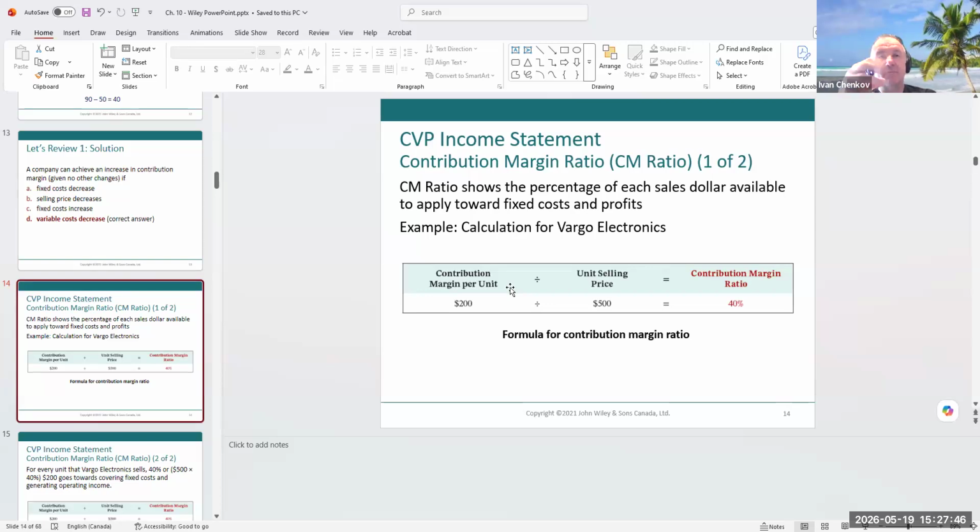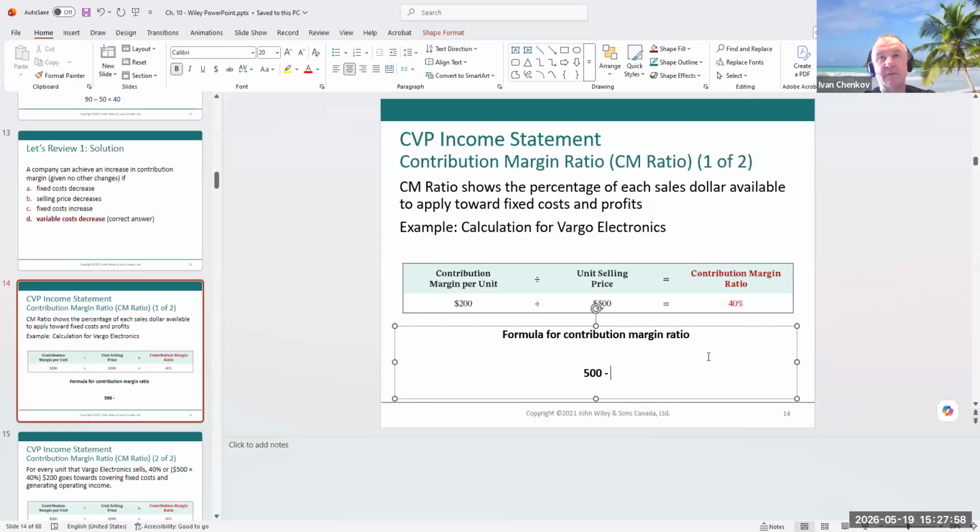So if we get the contribution margin, which in our case is, since the sales price was, if you still remember, my sales price was $500, my variable cost is $300, so my contribution margin is 200. So as a percentage, it's going to be 200 divided by sales, which is $500, and that's going to give me simply 40%.